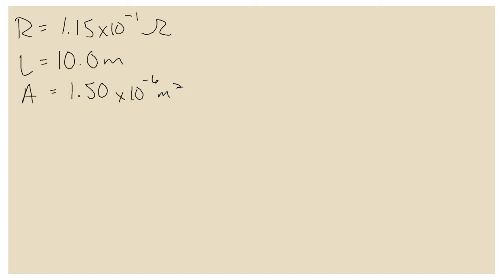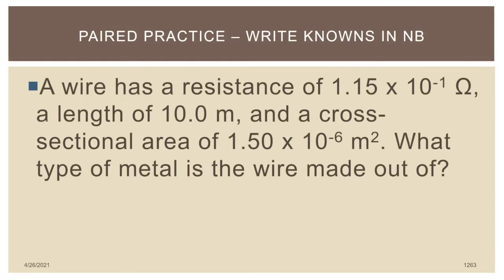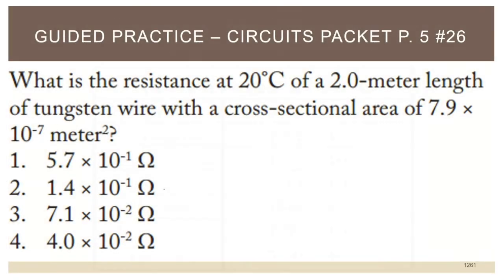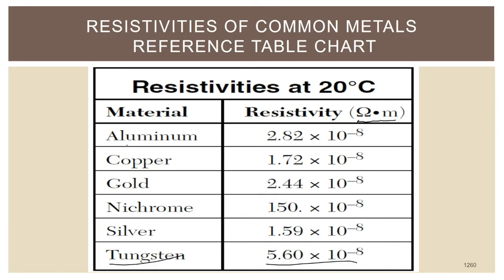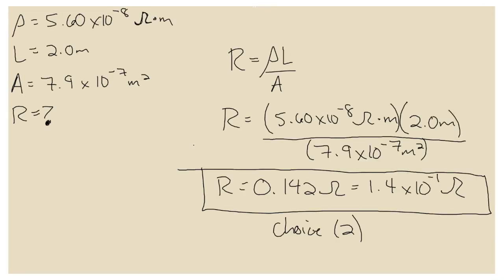The obvious question here is, well, what are we missing? We're missing the resistivity of the wire. That's what this question is asking us. When they say what type of metal is the wire made out of, what we said earlier is that the resistivity is unique to each individual metal. And so we solve for the resistivity value, and then we use the table to try to match it up and see if we can figure out what kind of metal it is. So let's go ahead and solve for the resistivity here.